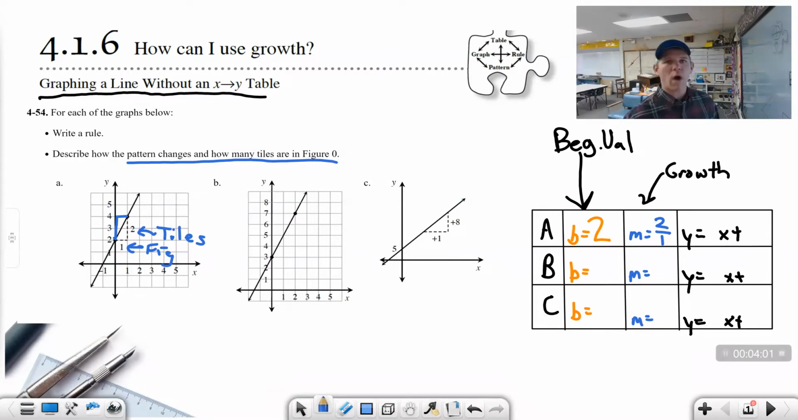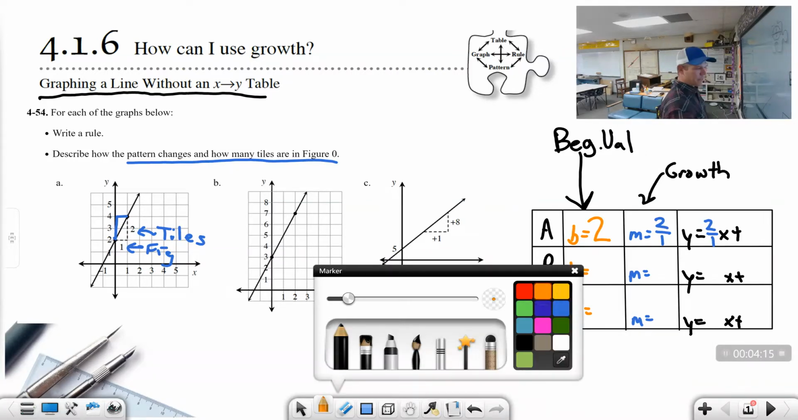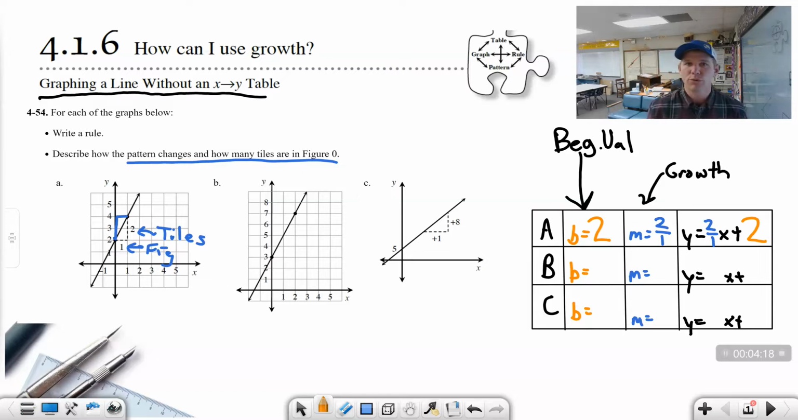So when I write my rule, y equals mx plus b. Notice I've started by writing y equals blank x plus, and I go ahead and record y equals 2 over 1x. That's my growth. And my beginning value is 2. For the last couple of days, we have been color coding our diagrams, our representations, to show that they are connected. This orange 2 is this orange 2 is this orange 2. This blue 2 is this blue 2 is that blue 2. They are all connected.